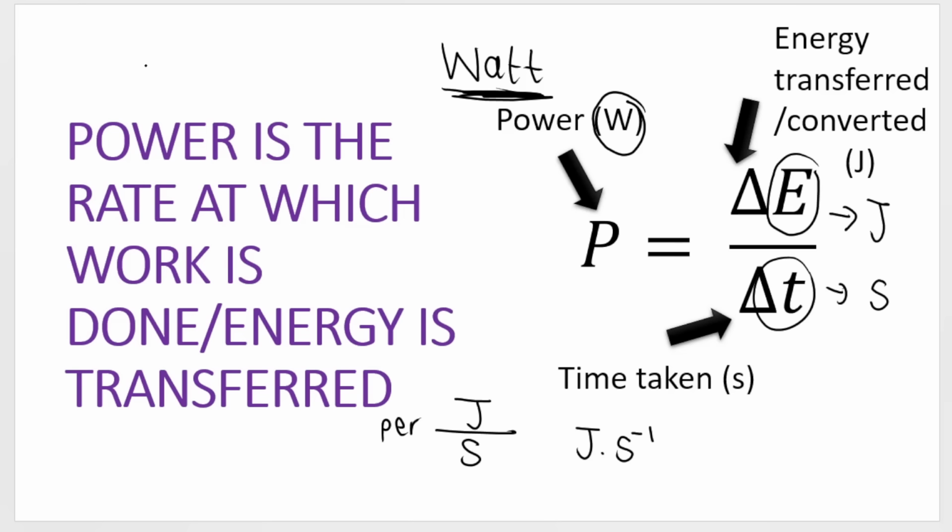Joules per second. So in multiple choice questions, they often try and trick you and they will try and say, what is the equivalent unit for watt? The equivalent unit for watt is joules per second. They're both the unit for power.